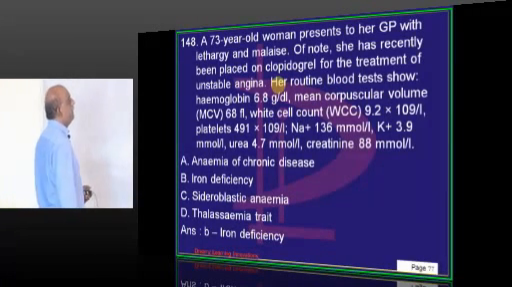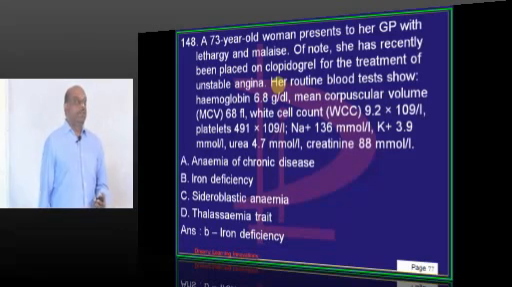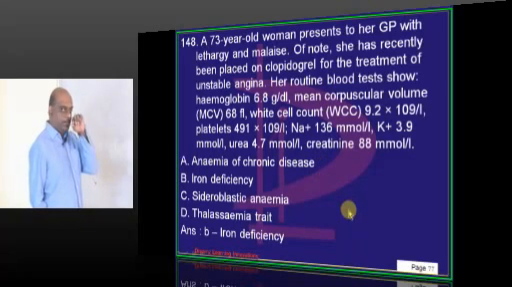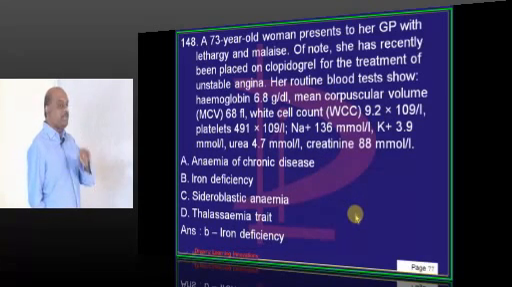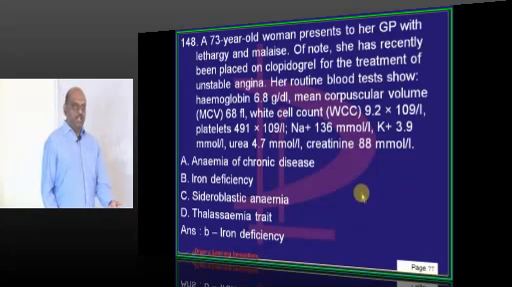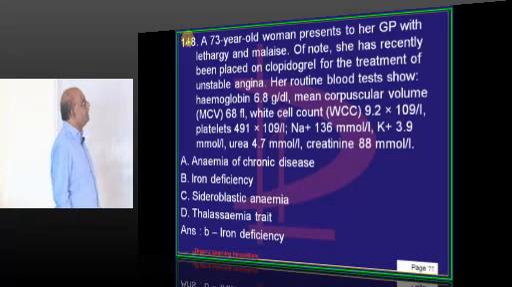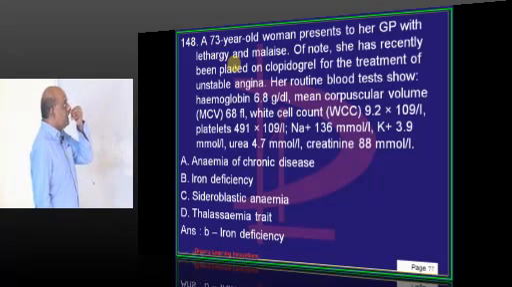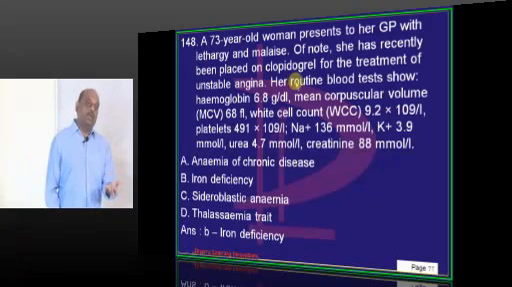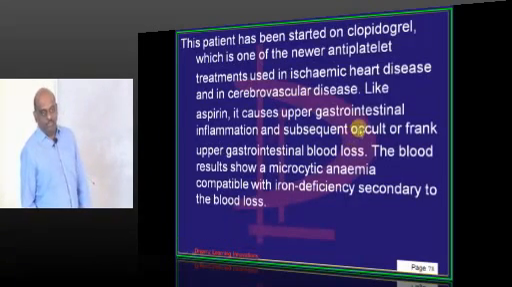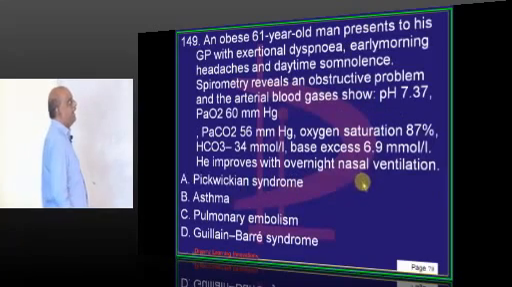A 73-year-old, and her routine blood test shows hemoglobin low and mean corpuscular volume low. So what is the differential diagnosis of a low MCV, doctor? Thalassemia, sideroblastic anemia, etc. So she has got lethargy and malaise, and she is on an antiplatelet like clopidogrel. So that makes it more favorable to become a diagnosis of blood loss associated iron deficiency.